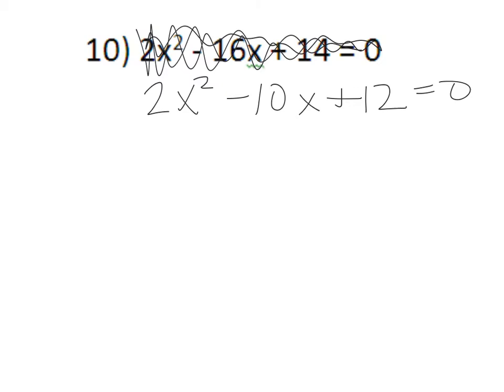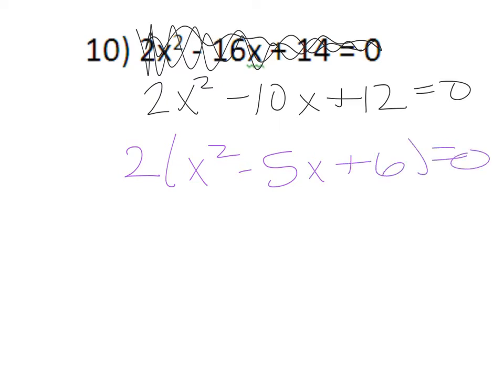Same thing here. What do they have in common? What can you take out? I'm going to take out a 2. So I'd have 2 on the outside, x squared minus 5x plus 6. So two numbers that multiply to get 6, but add together to get a negative 5. Those two numbers would be x minus 3 and x minus 2.